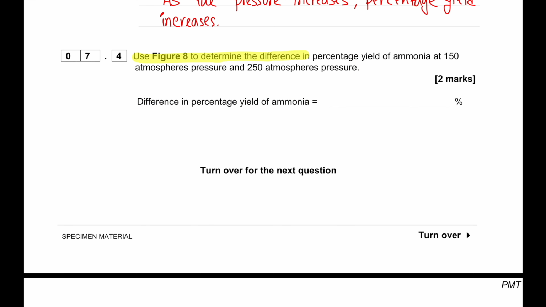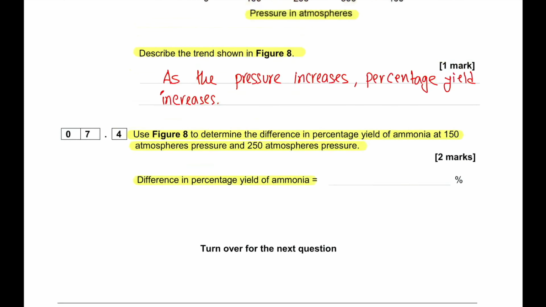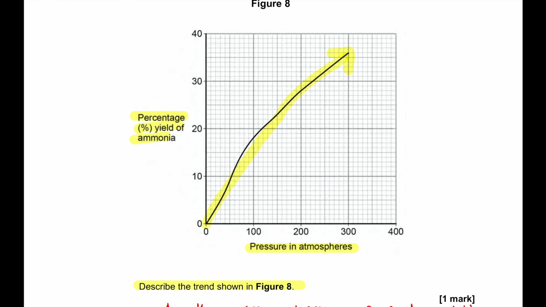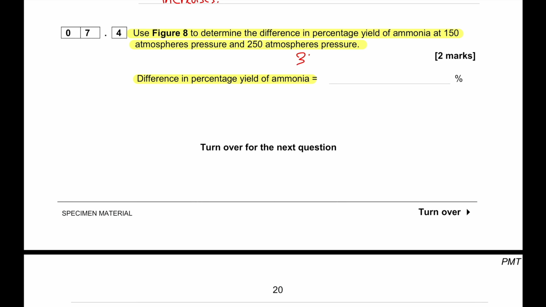Use figure 8 to determine the difference in percentage yield of ammonia at 150 atmospheres pressure and 250 atmospheres pressure. First of all, whenever a question like this comes, please do a data quote. So we're going to quote the data of 150. That gives us 23, and 250 gives us 32. Then we will do 32 minus 23 equals 9%.